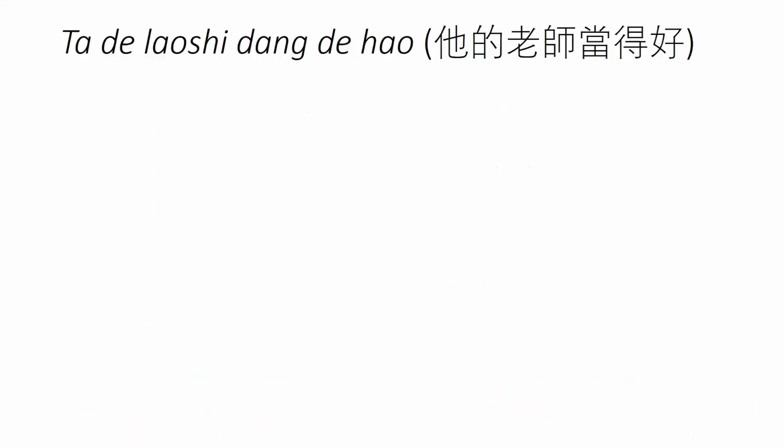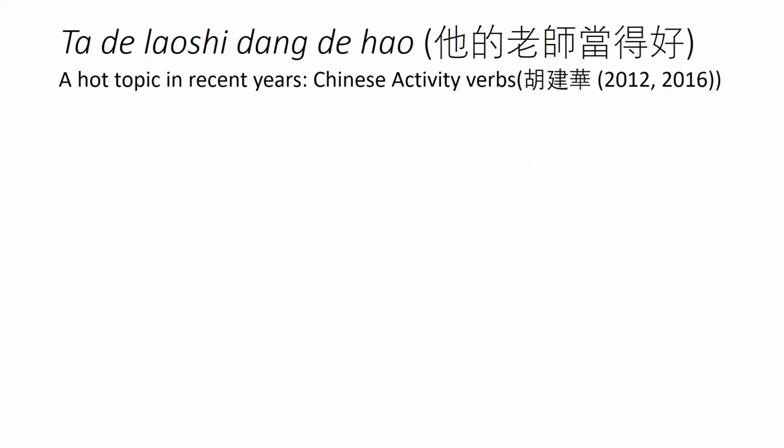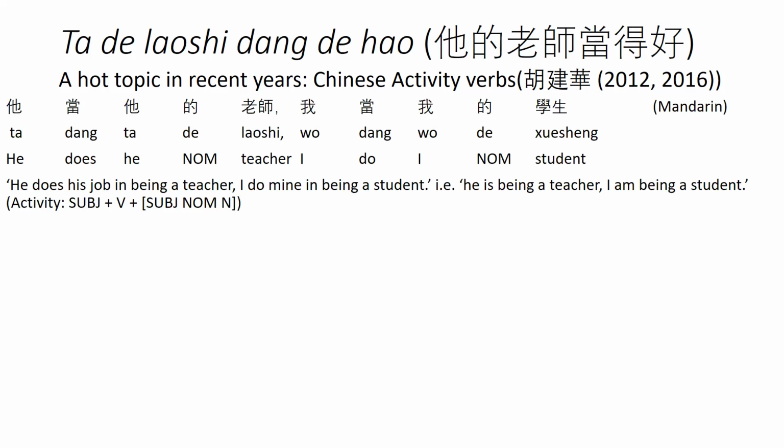So here we go. Today, I'm going to talk about Chinese activity constructions, which are commonly described as this. So for example, 他的老师 and 他的好. This is a common formula for representing Chinese activity constructions. It's a hot topic in recent years. So for example, Huang in two recent papers describes the research context and the various analyses that have been proposed for Chinese activity constructions.